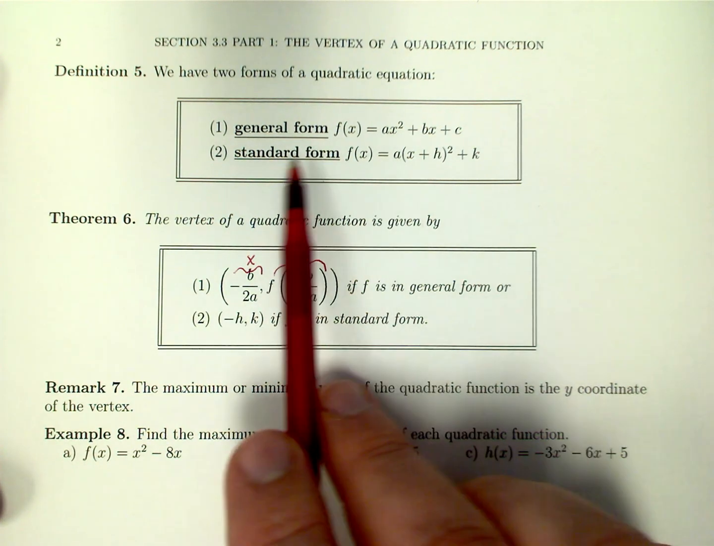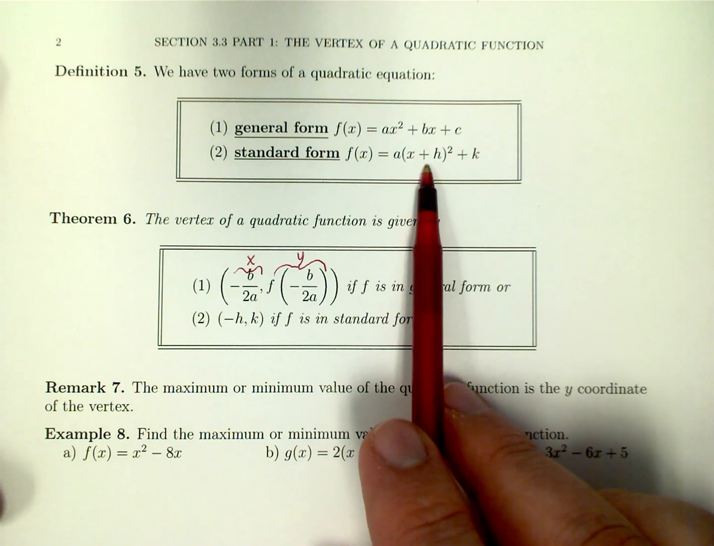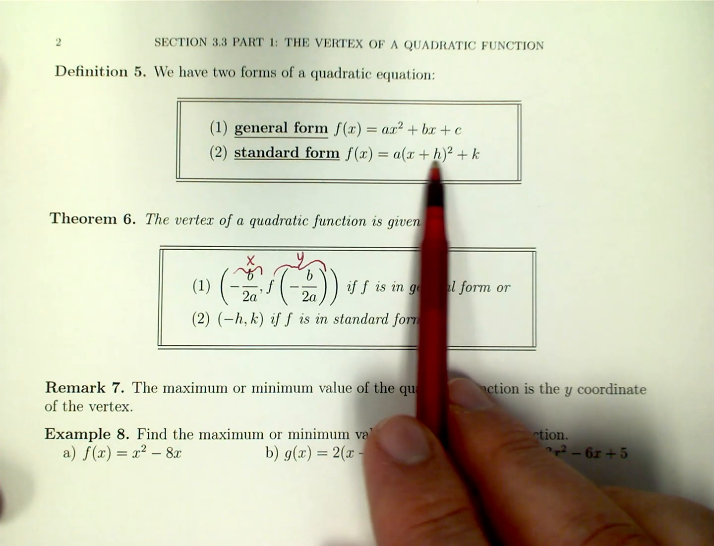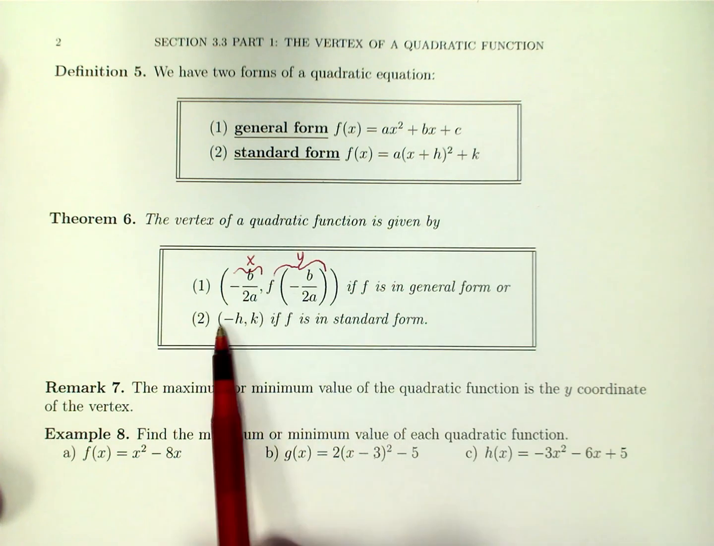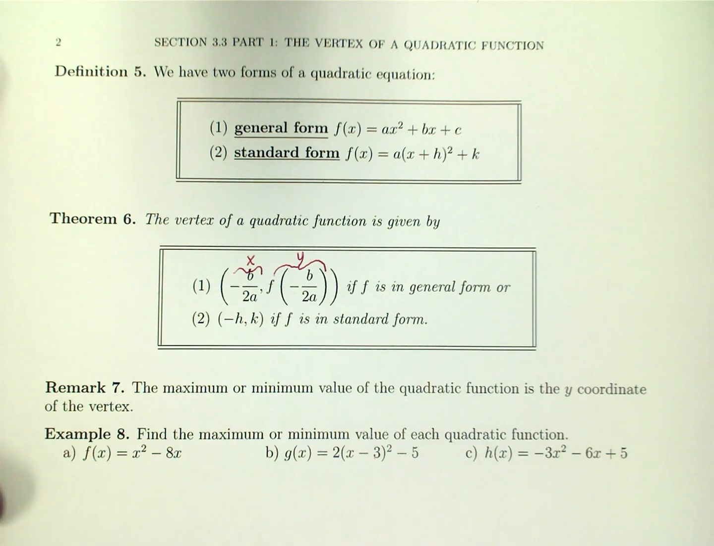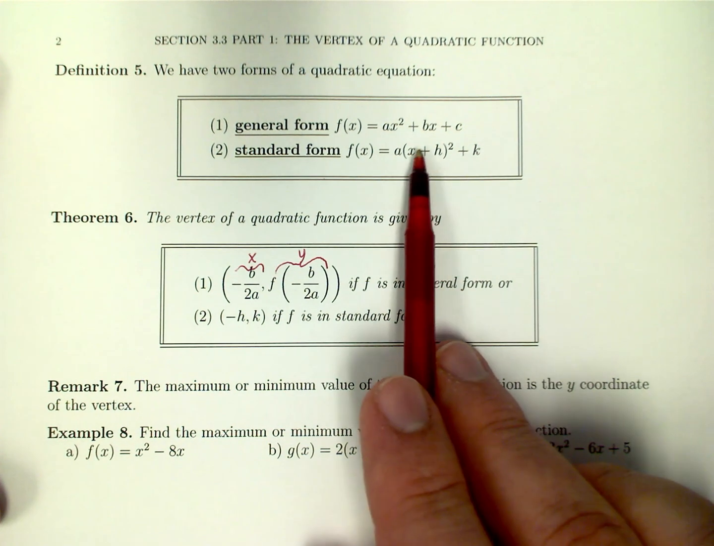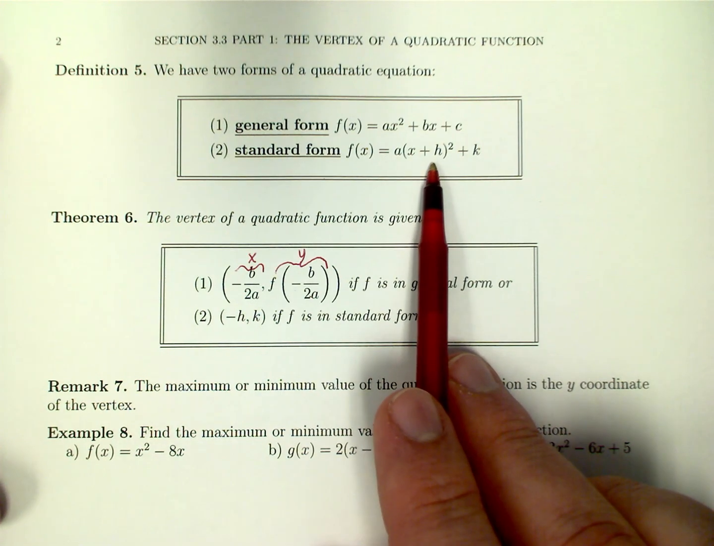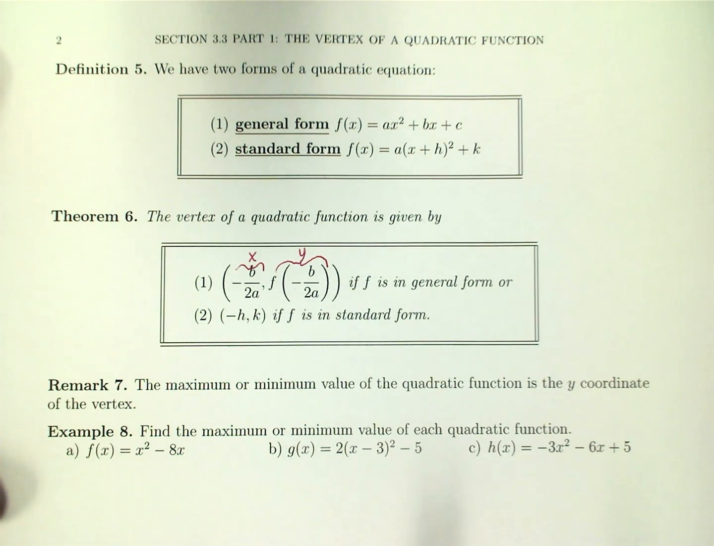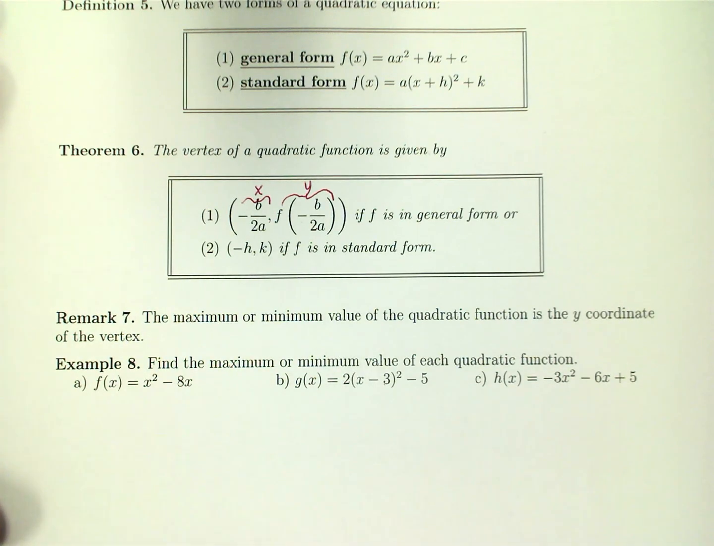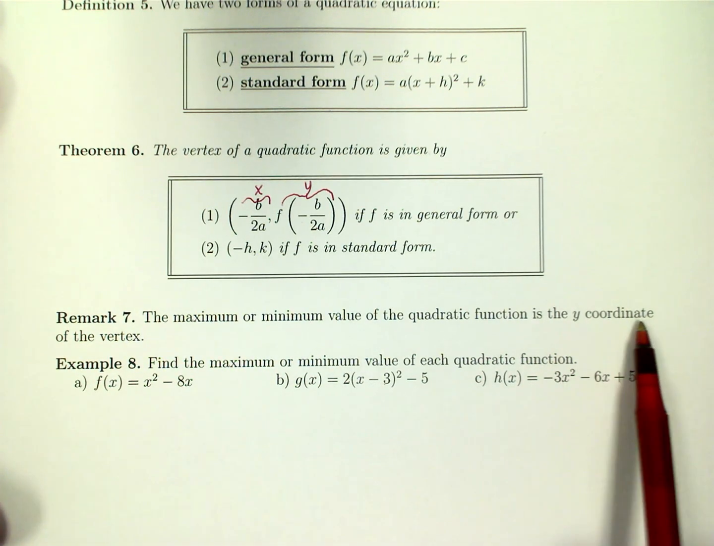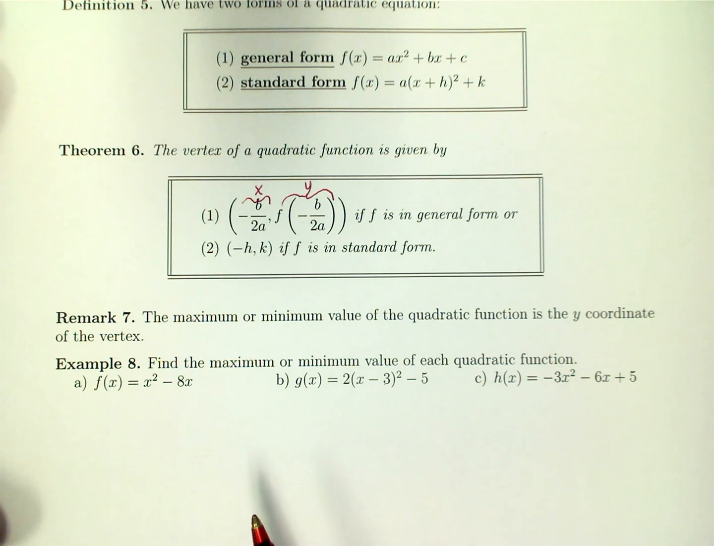But if it's in the standard form, that actually is much nicer. It's just the opposite sign of whatever this is for your x, and then k for your y: negative h, k. Okay, so if you're given it in this form, you don't have to do very much. And as a reminder of what I just said earlier, the maximum or minimum value of the quadratic function is simply the y-coordinate of the vertex.